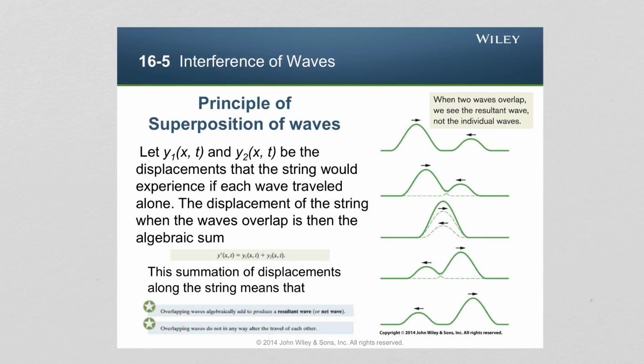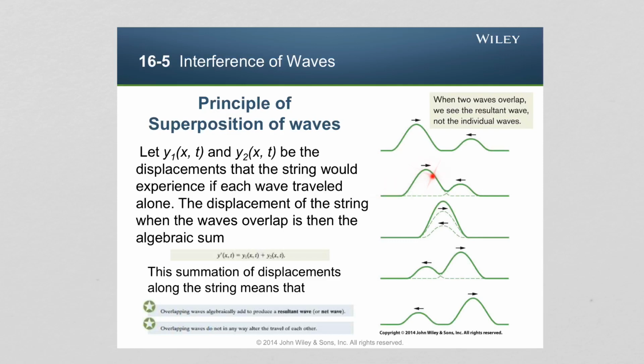Well, it turns out that waves obey the principle of superposition, which means that if we have several effects that occur simultaneously, the net effect is just the sum of the individual effects, meaning overlapping waves algebraically add to produce a resultant wave or a net wave, and the overlapping waves do not in any way alter the travel of each other. And so the cartoon here shows that.